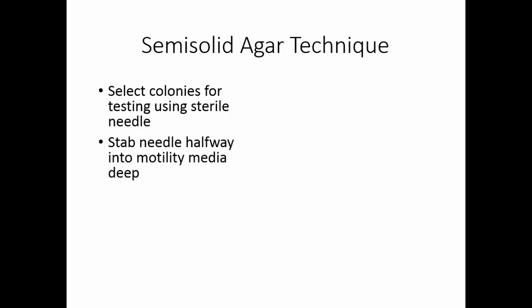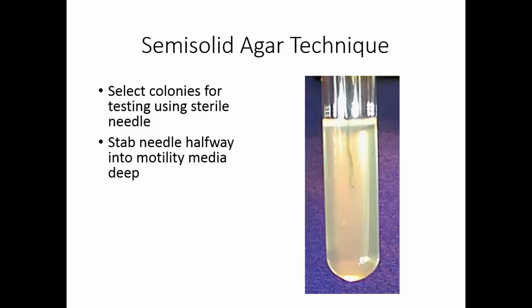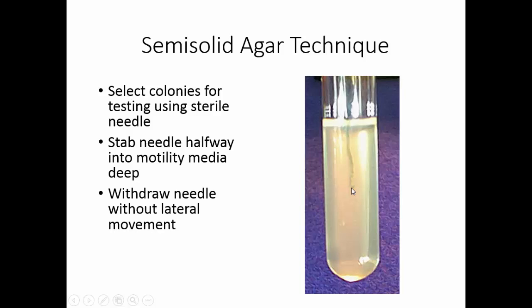The semisolid agar technique involves selecting colonies for testing using a sterile needle. You stab the needle halfway down into a motility media deep. So here you see just halfway down. Then the tricky part is coming straight back out, no lateral movement, no wiggling whatsoever. You then incubate this tube for 18 to 24 hours at 37 degrees centigrade.